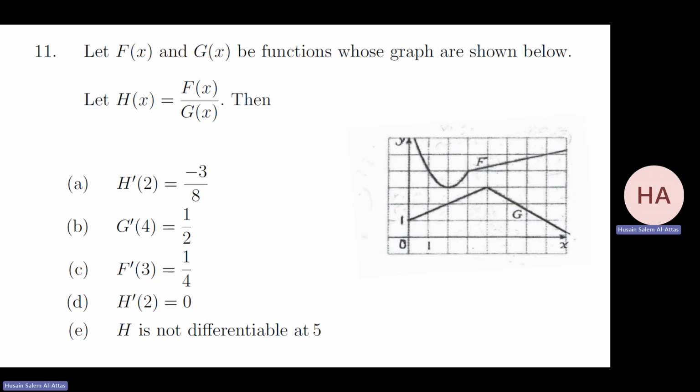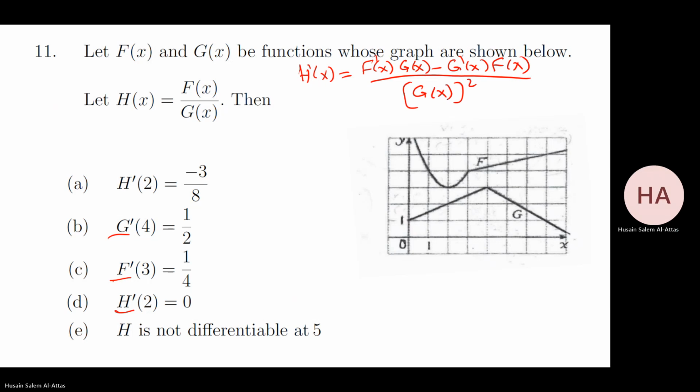Let f of x and g of x be functions whose graphs are shown below. If you notice, he wants h prime, or f prime, g prime. Actually, to find h prime, I need to find f prime and g prime, since h prime of x is capital F prime times g of x minus g prime times f of x over g of x squared. Let me try to find it at 2. I'll find it at 2. You can do it for the rest.